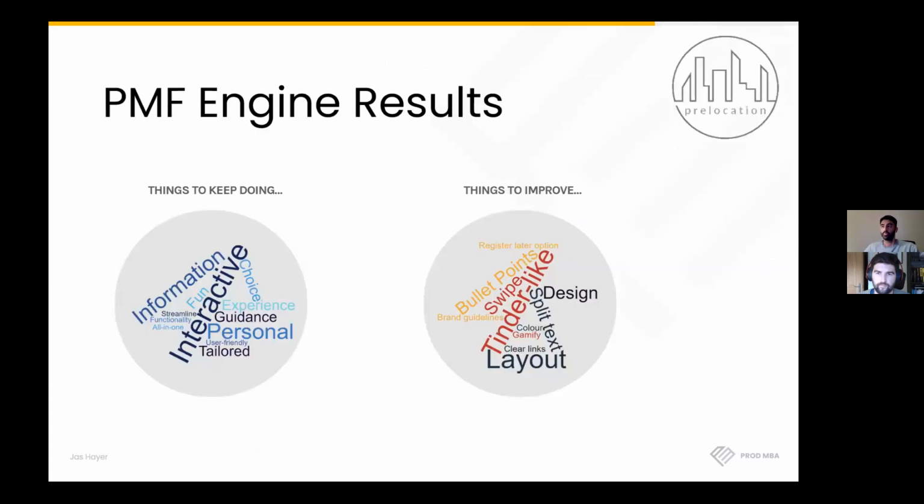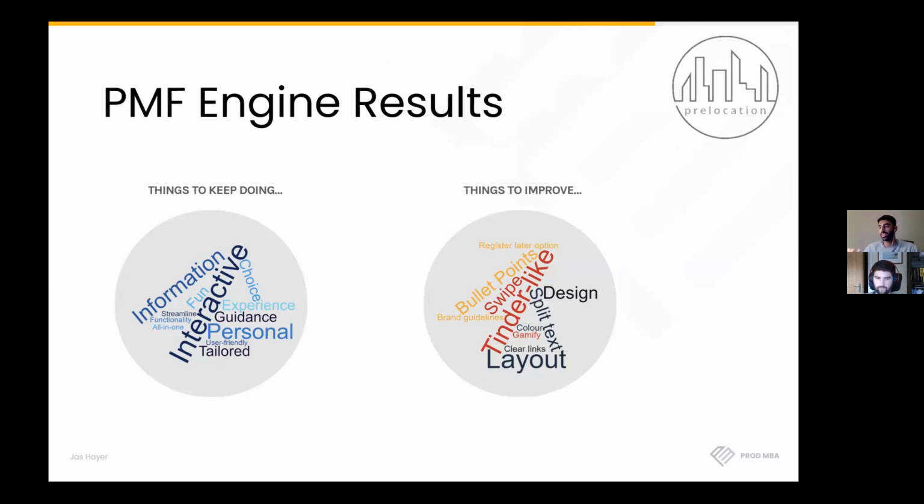In terms of PMF Engine Results, these are a few common words and themes that came about when I was questioning after they used the prototype. So things kept being the fact that it was interactive, there was guidance, it's personal, it's tailored. They really enjoyed that all in one. So a lot of these words you see were coming back from before, exactly what I wanted to produce.